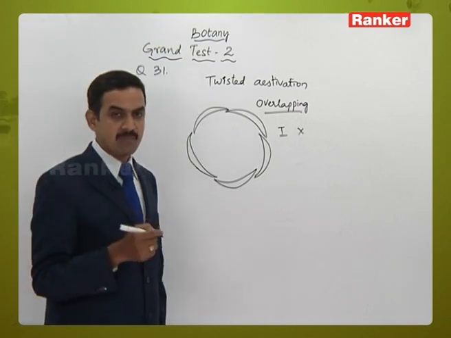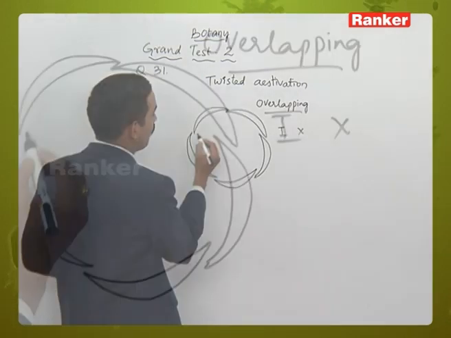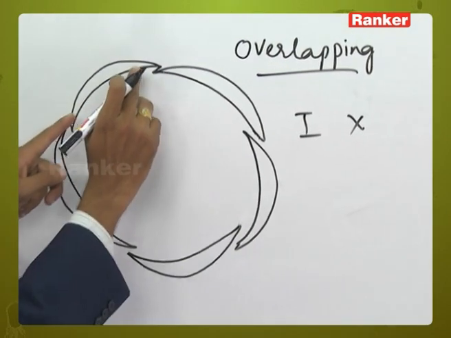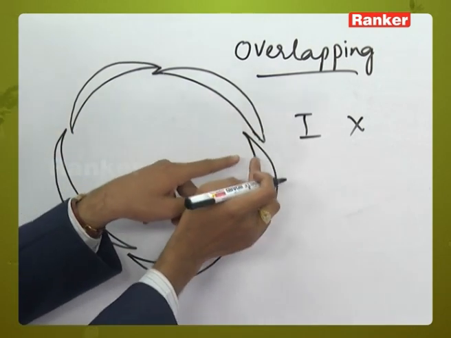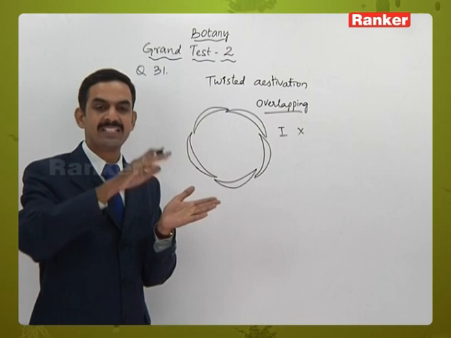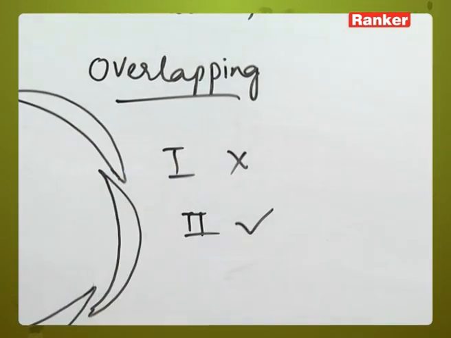Then the second statement: one margin of the member overlaps that of the next margin. Is it correct? One member of the one lobe, here it is overlapping this one. This one is overlapping this one. This one is overlapping this one. This one is overlapping like this. Each of them is overlapping the next one. So whatever statement is given in 2 is correct.